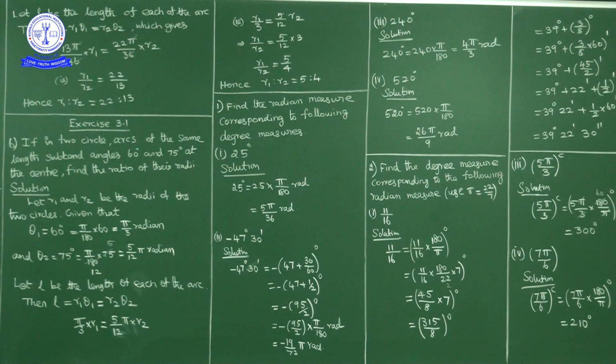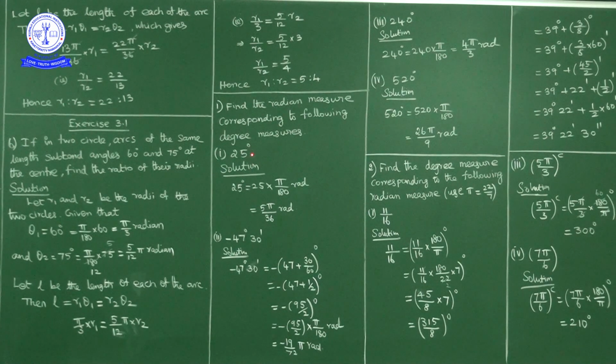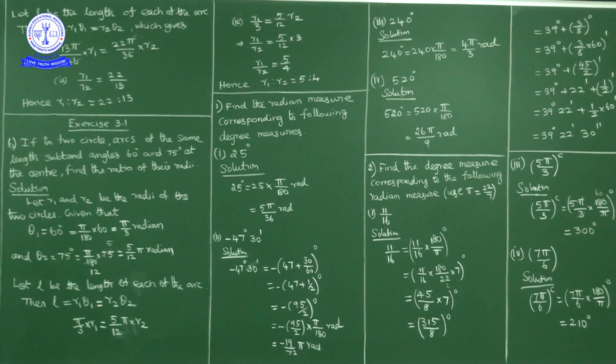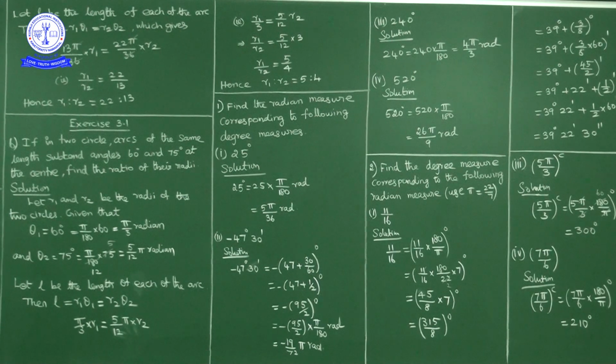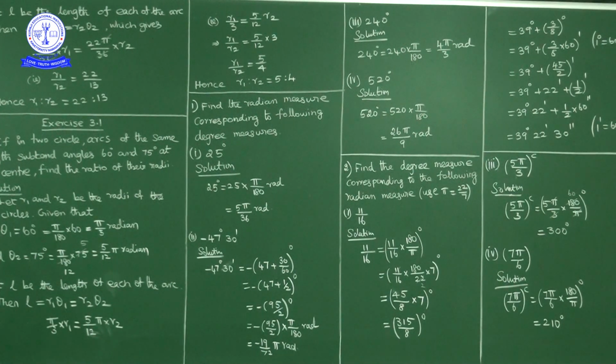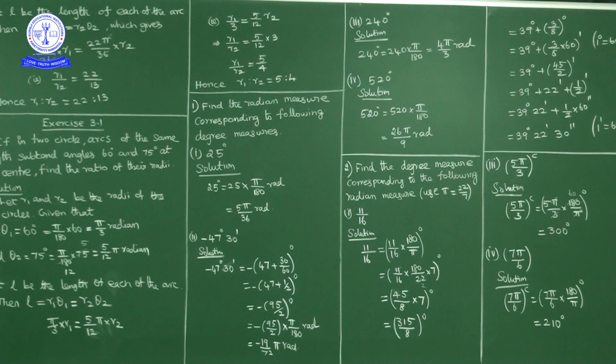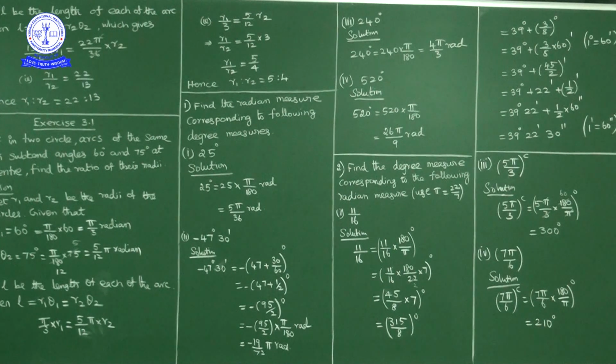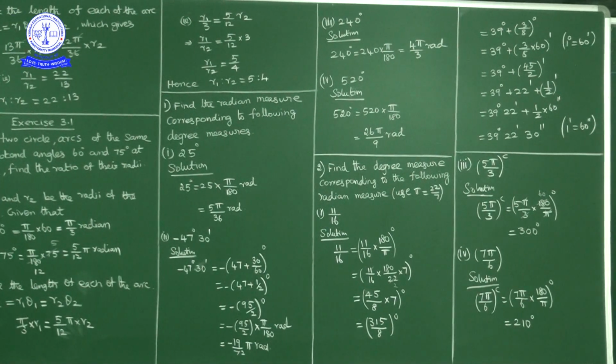Next, question number 1. Find the radian measure corresponding to the degree measure. They will give the degree measurement, and we have to find the corresponding radian measurement. The basic rule is 180 degrees is equal to pi radians, so 1 degree is equal to pi by 180 radians.